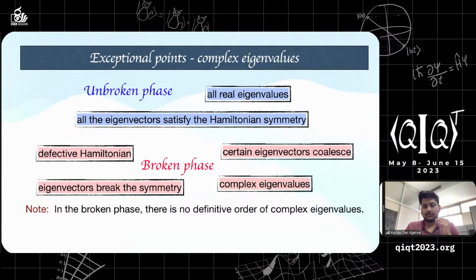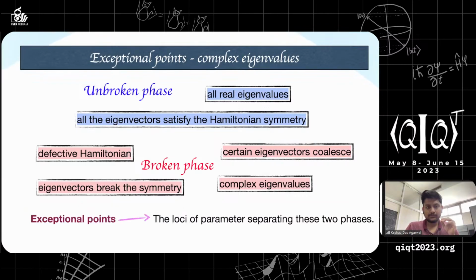A point to note is that there is no order of eigenvalues in the complex plane, because there is no definitive order in a complex plane. So there is no notion of a ground state in the broken phase. In the unbroken phase, since all the eigenvalues are real, we can define the ground state as the one with the minimum eigenvalue. So exceptional points are the points where, if a Hamiltonian has a parameter, let's say a magnetic field, exceptional points are the loci of the parameter which separate these two phases.